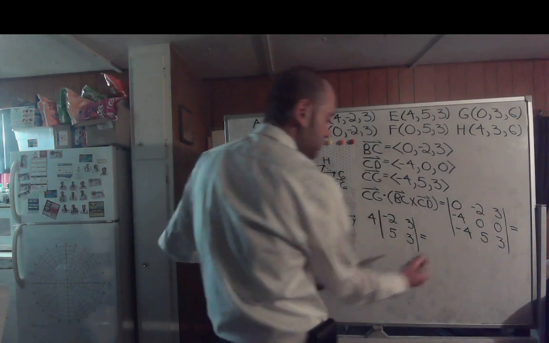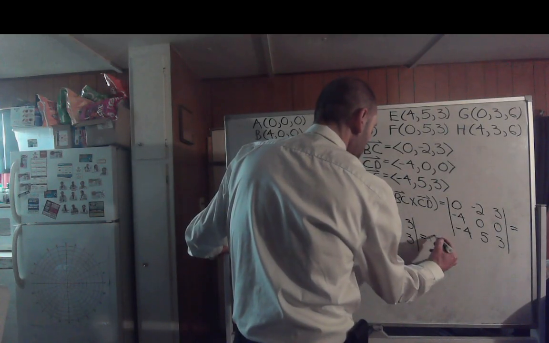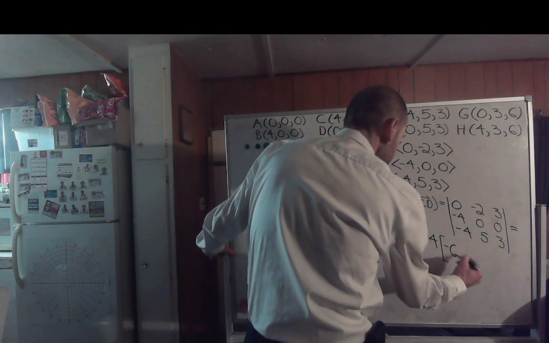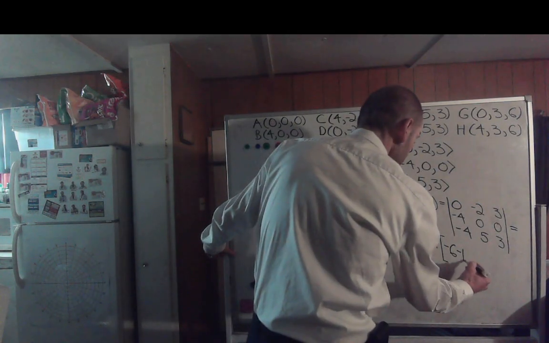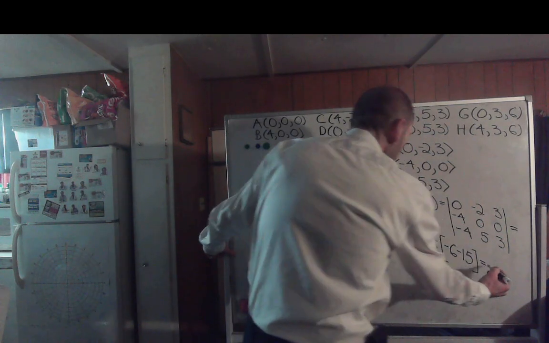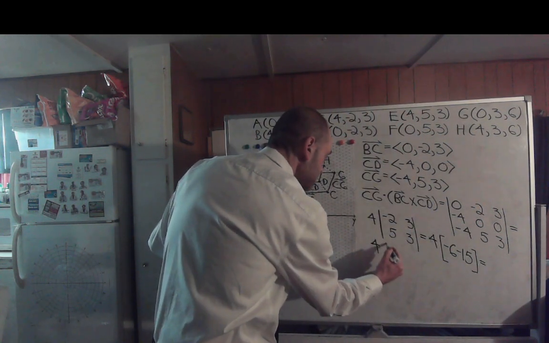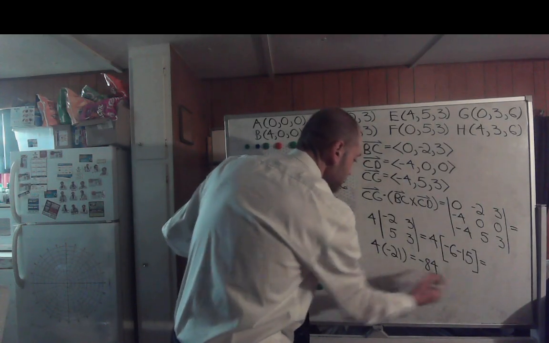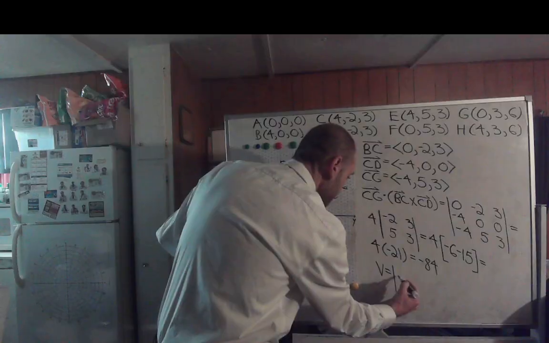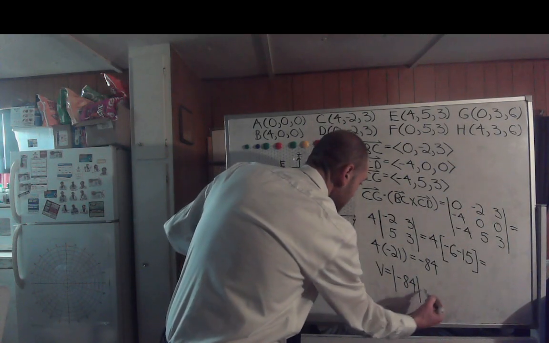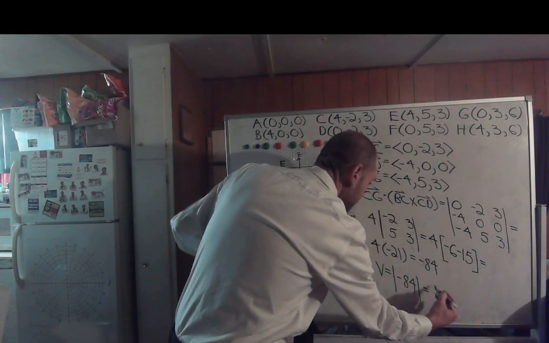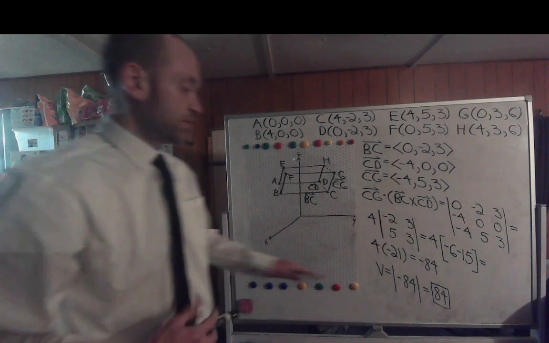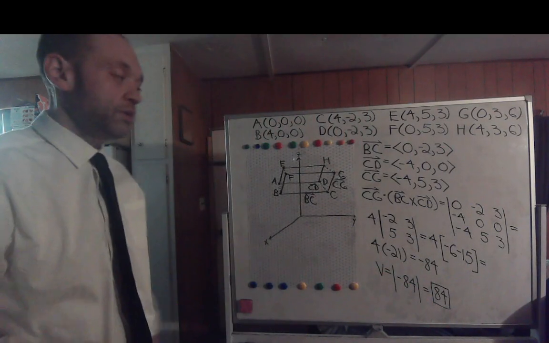So let's do the determinant work. You'll end up having 4 times, all right, negative 2 times 3 is negative 6, minus 3 times 5, well, that's minus 15. We simplify this, you'll end up getting 4 times negative 21, which would end up giving you negative 84. And then to find the volume, just take the absolute value of that negative 84. You'll end up getting the volume of this parallelepiped being 84 cubic units. So the volume of this particular parallelepiped is 84 cubic units.